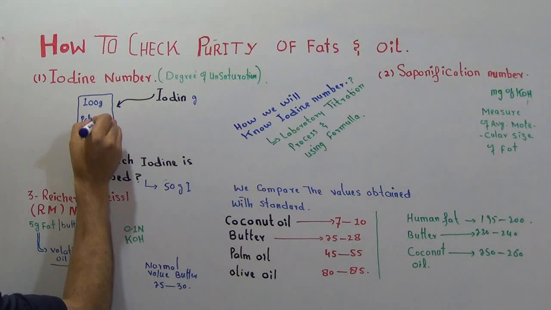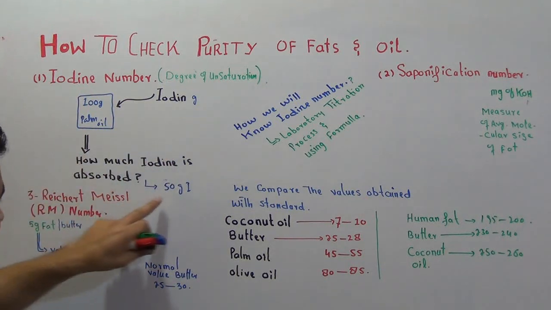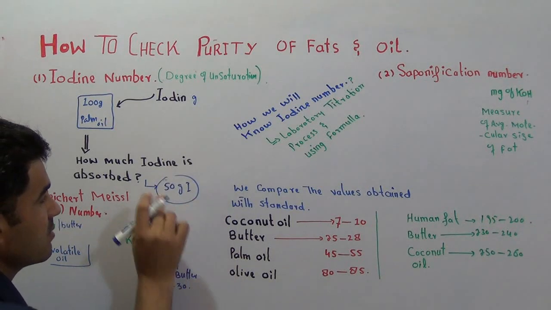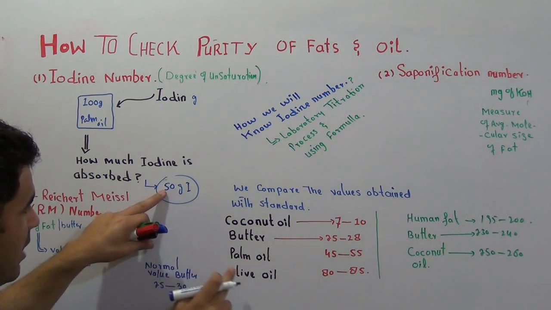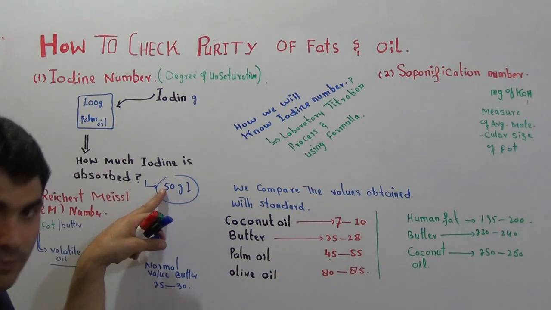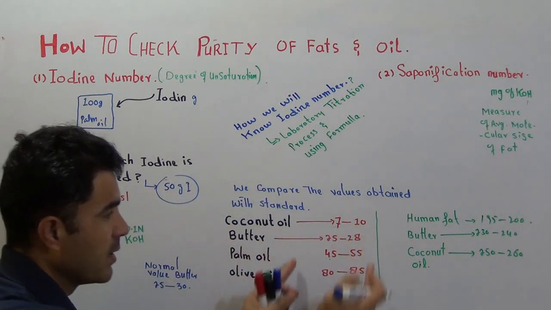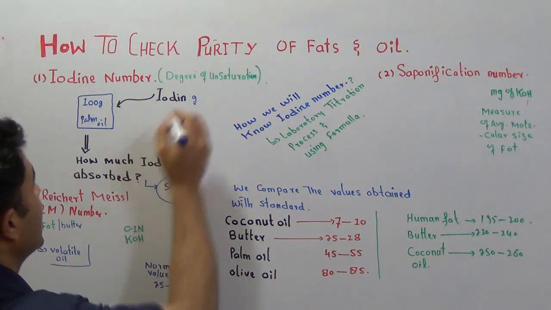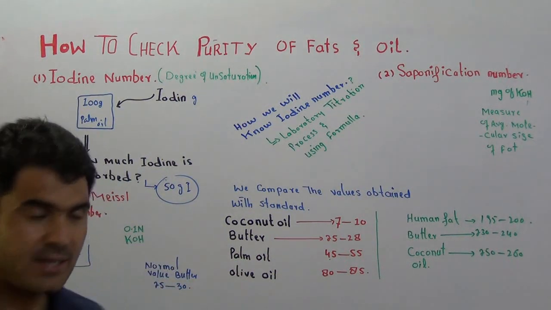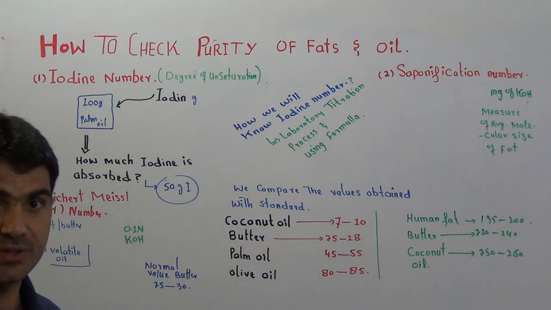This is palm oil, and when you react it with iodine, at the end you find that 50 grams of iodine is absorbed. So now you compare this value with the standard value. For palm oil, the iodine number ranges between 45 and 55. So this value of 50 comes in between the two, in the range. So the palm oil is original, genuine, and pure, because the number matches its standard value.